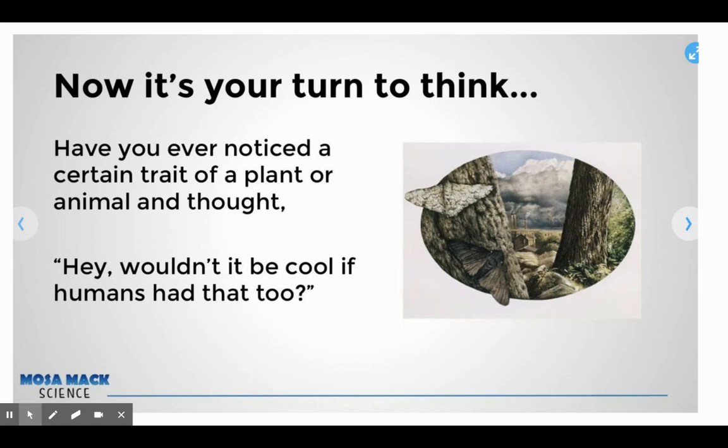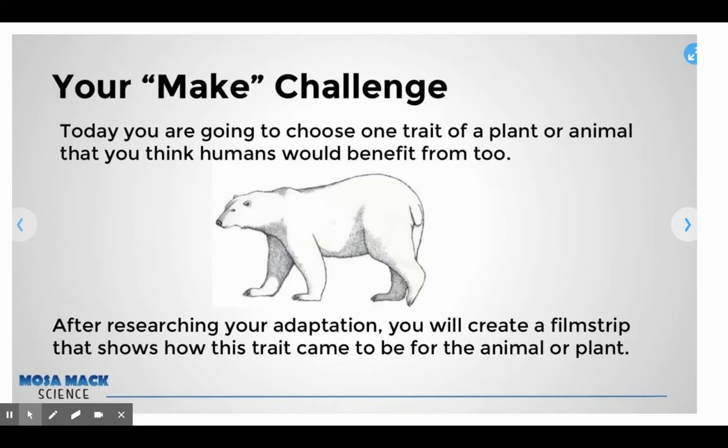Now remember, this does not have to be the adaptation that you ultimately use for the end of the project, but it might be. So if you think that humans could benefit from a really cool type of camouflage that exists in nature, then take a closer look at it. So your idea for today is to research just one adaptation and really focus in on it to investigate how that adaptation helps the organism survive. And then find out whether or not that could be adapted to humans.